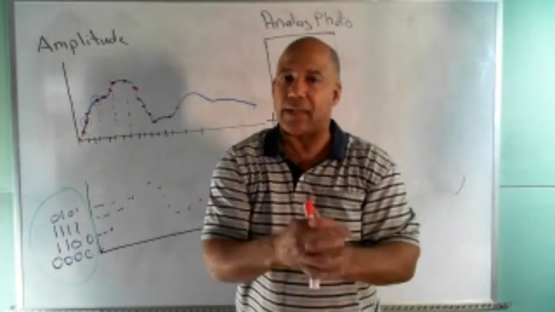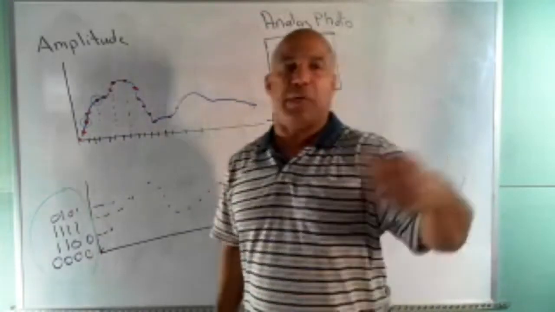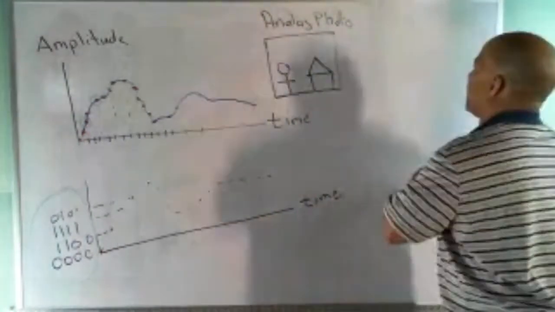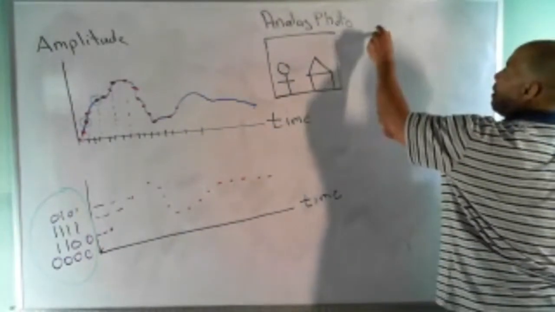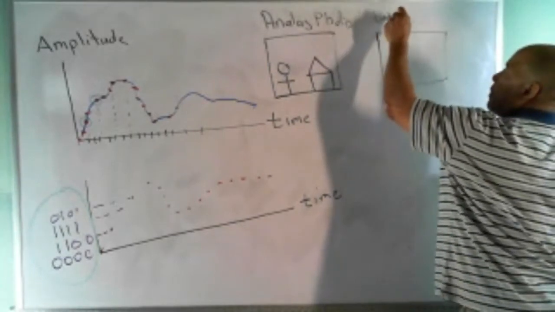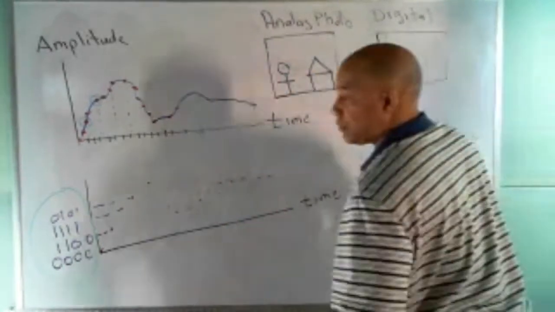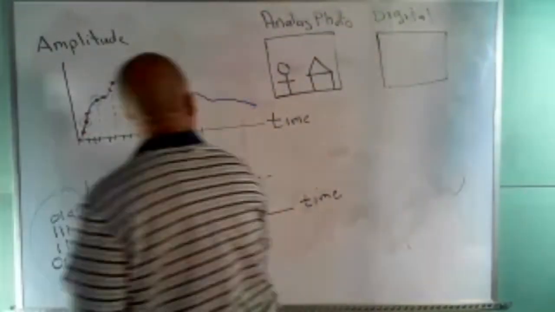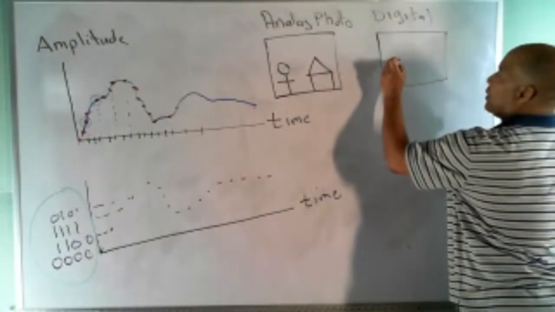That's analog. If I take this picture and say, all right, I'm going to put this in a newspaper or a magazine, so here's the picture, I make a copy of it so I can put it in a newspaper. This is actually going to be a digital copy, because this person now, when you look at it, is like this.